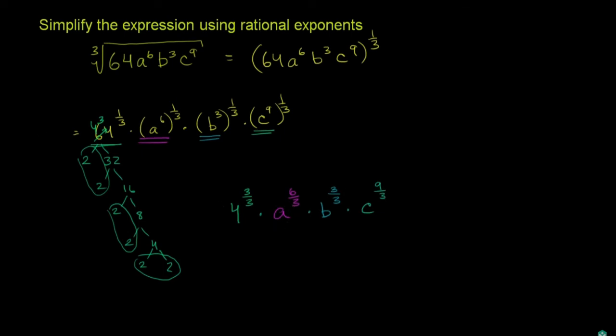And if you simplify it, this first term here, 4 to the 3/3, is just 4 to the first power, so that's just 4. We have a to the 6/3. 6/3 is just 2, so that becomes a squared. b to the 3/3 power is just b to the first, or b. And then finally, c to the 9/3 is just c to the third power. So we write c to the third here. And we are done.